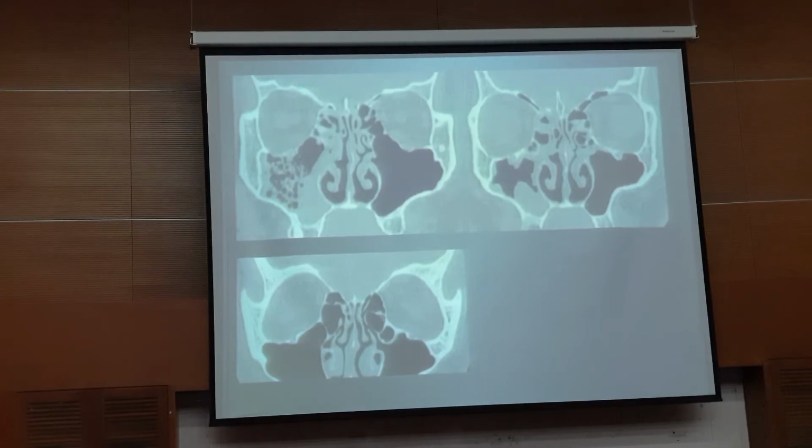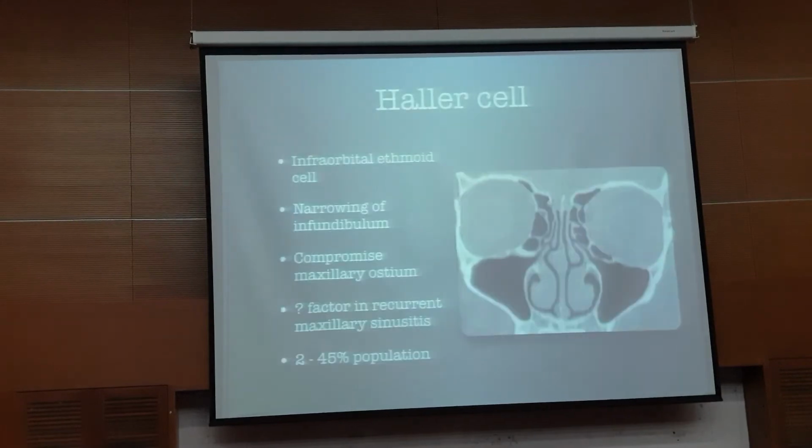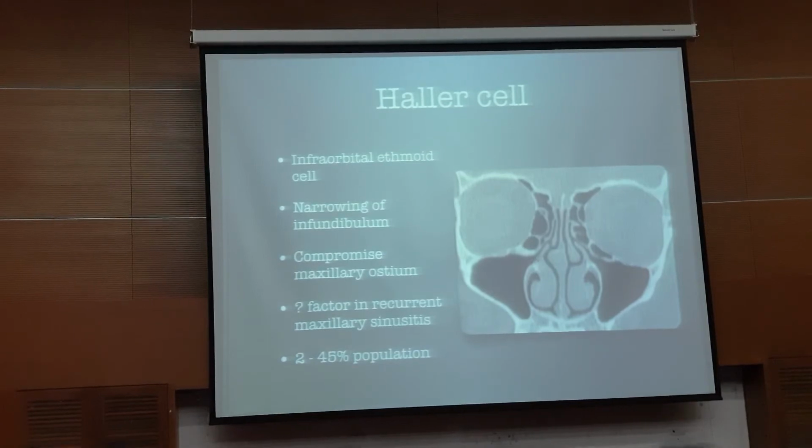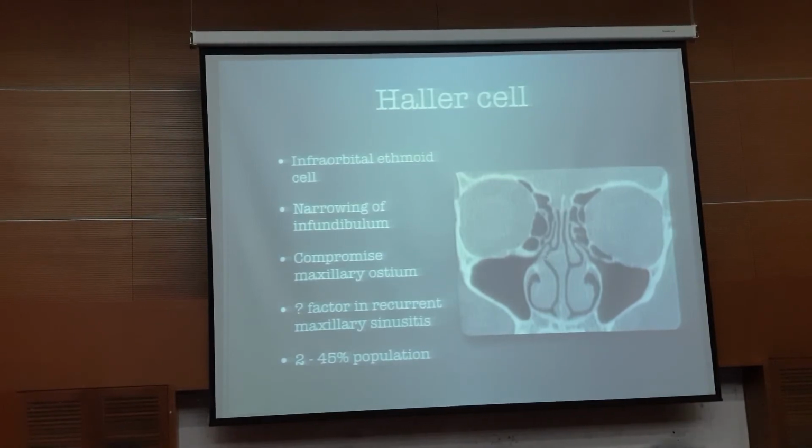In another patient, you can see no disease, but you can see the Haller cell here. These are known as infraorbital ethmoidal cells. There are a lot of bubbly secretions there in the Haller cells. If they're quite large, they can narrow the infundibulum, the ethmoid infundibulum, or they can compromise the maxillary ostium in some patients. Bilateral Haller cells in this one.